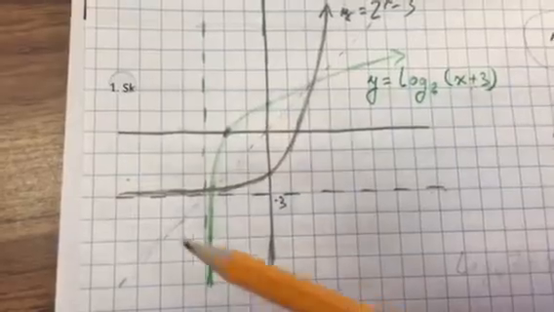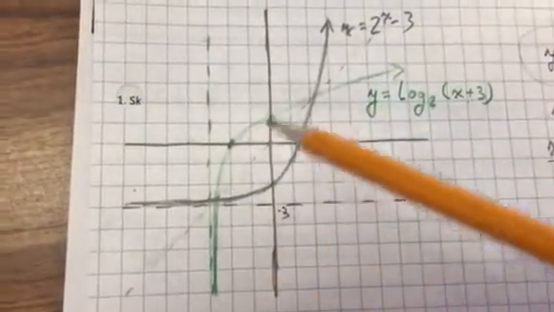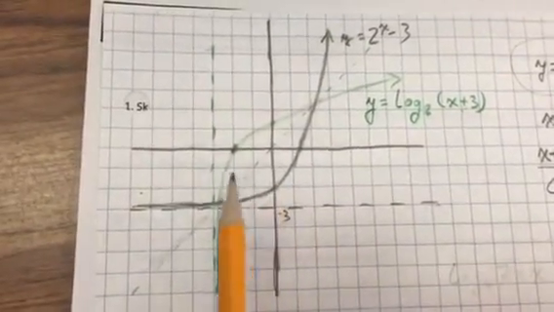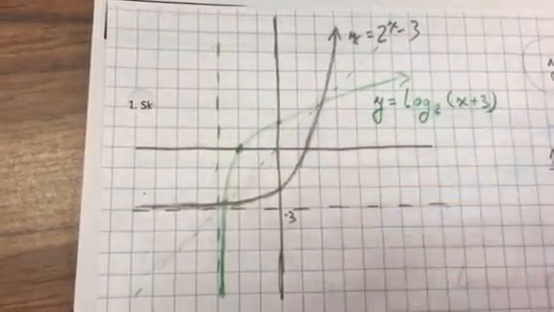As I hope you know, the inverse of an exponential function is a log function. So this is some kind of log function. We can see that it has been shifted to the left 3 units, just like the exponential graph was shifted down 3 units. So let's do some algebra.